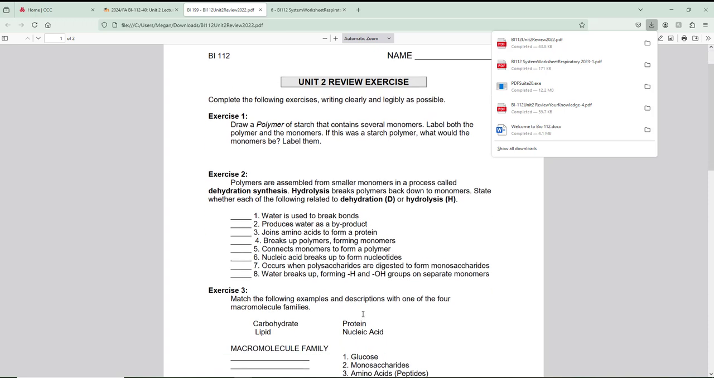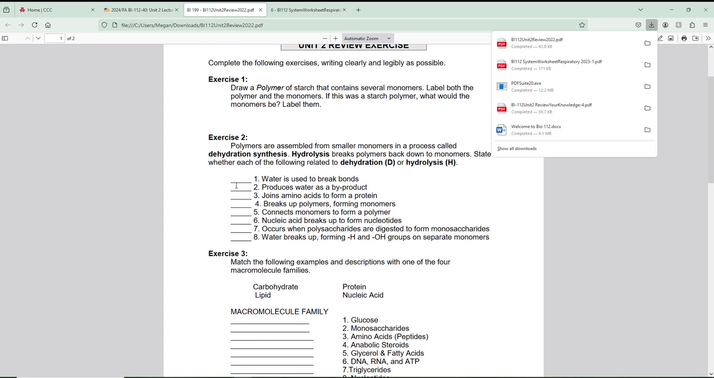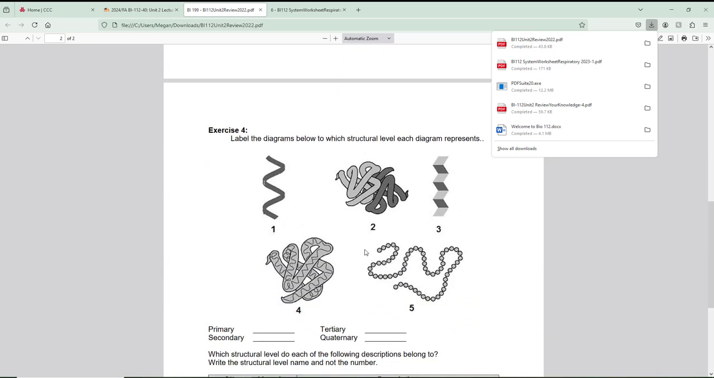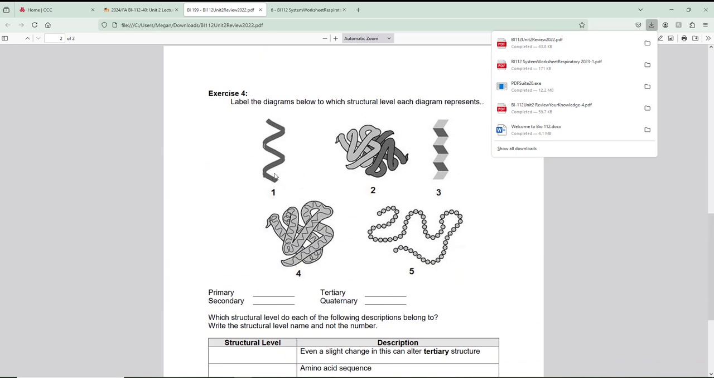And then for exercise 2, you're just including a D or an H beside each of the numbers there. Exercise 3, you're identifying which macromolecule family, so is it a carb, a lipid, a protein, or a nucleic acid, next to which one it is. And then exercise 4, you're trying to identify which one of these is primary structure, secondary structure, tertiary structure, or quaternary structure for a protein.